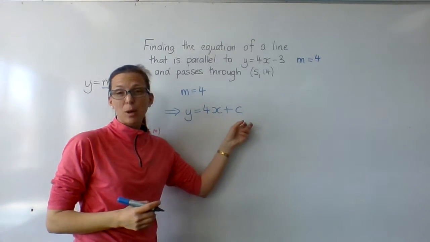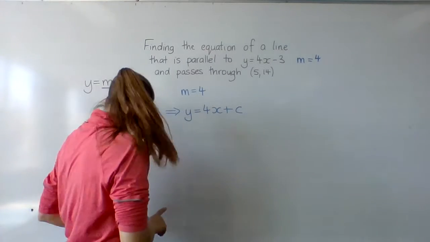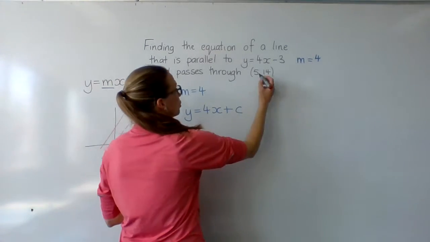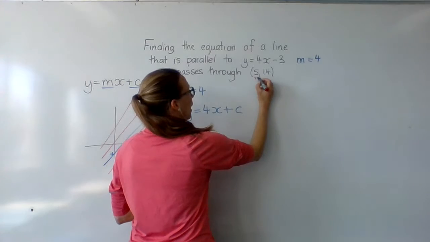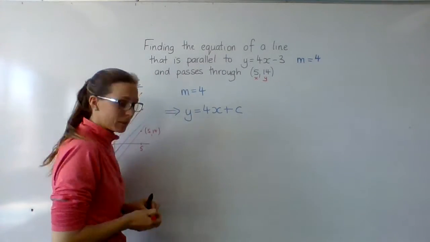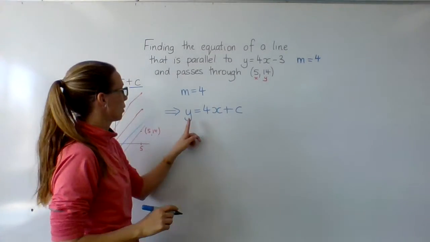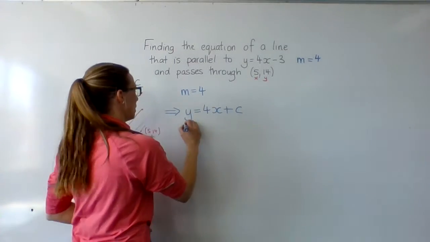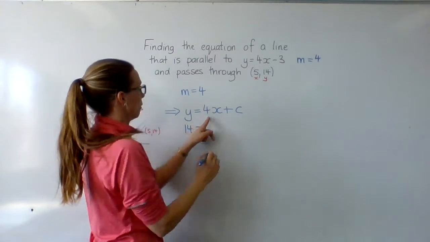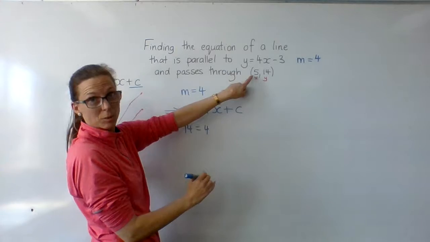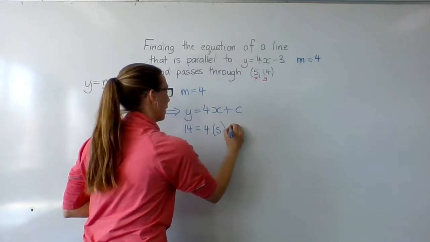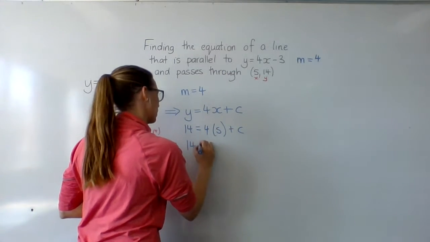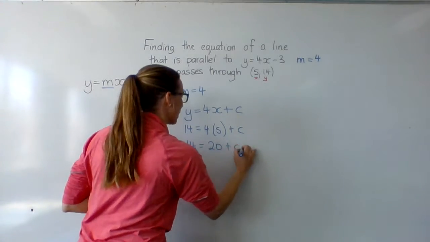What I don't know is the y-intercept. So I'm going to use what I did last time. I'm going to choose a point. I'm going to remind myself which one's x and y, and I'm going to substitute. So y is 14 equals 4 times x, which is 5, plus some number. 14 equals 20 plus c.